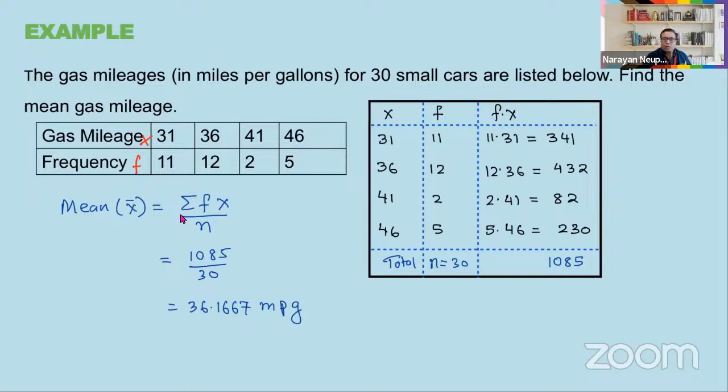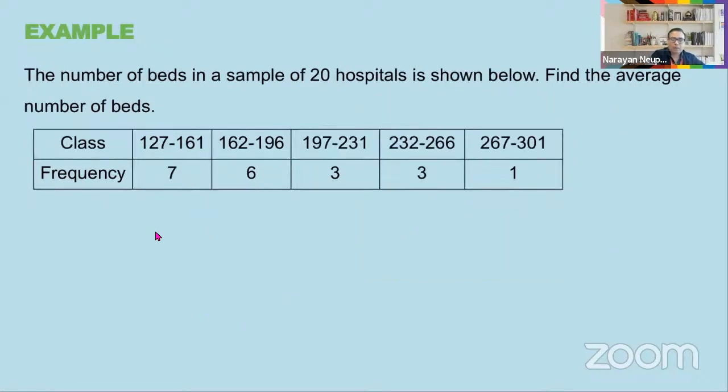Okay, so let's take one more example of the grouped data. Let's take this one here. Now you can see this group data is different compared to the first one because this one has the class. Okay, here is the question. The number of beds in a sample of 20 hospitals is shown below. We have to find the average number of beds.